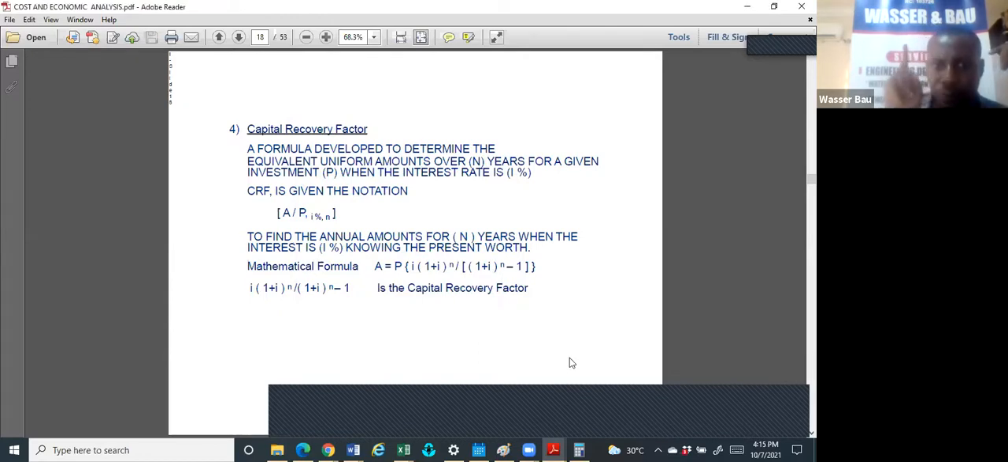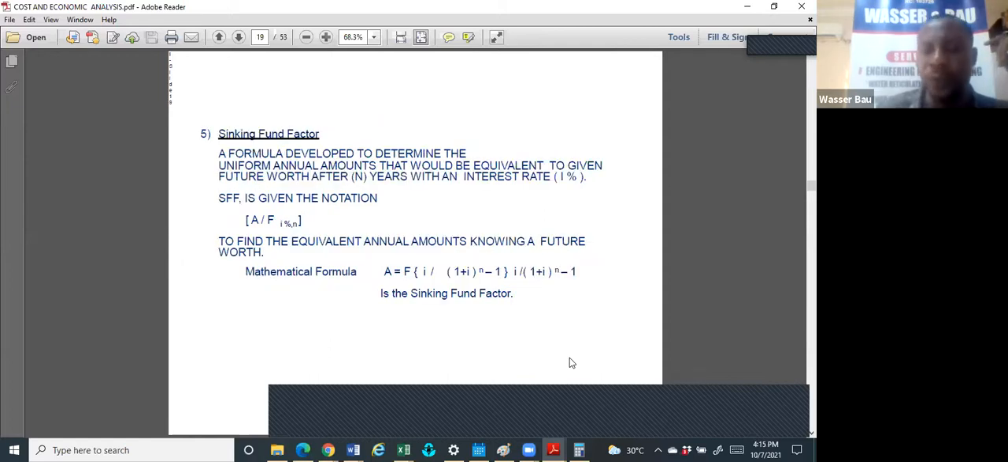Now, we'll move to the next one. Sinking fund. When you hear sinking fund, what does it mean? I'll explain. It simply means how much amount I should be paying to achieve a certain future sum. Let's say I want to buy a house worth 50 million and I want to own the house after 25 years. How much will I be paying? How much will I be sinking into the mortgage company so that after 20 years, I'll own that house? That's what we call sinking fund. How much will I be sinking into this?